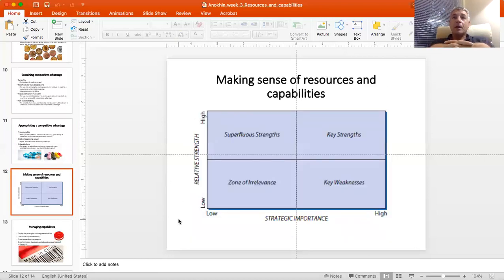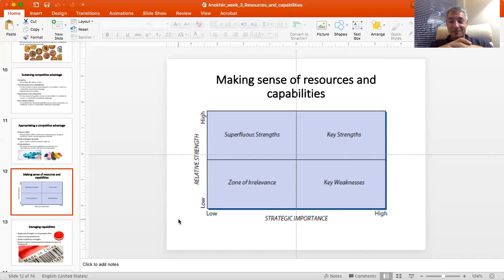So as you look at the capabilities and resources of your firm, to make sense of what they are and how they align, which ones you want to keep investing in and which ones are not necessarily important, it is good to look at the strategic importance of those capabilities and the relative strength of your company with respect to those capabilities. And as in many other things in management, I told you we like those simple 2x2s. If you look at these 2 dimensions, you have a very simple 2x2, 4 cells.